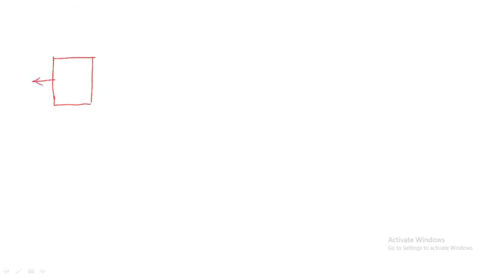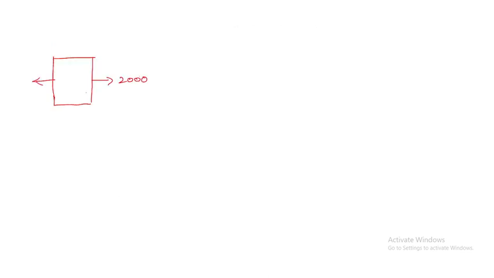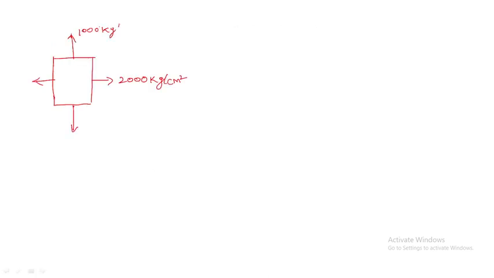So actually there are two different stresses. 2000 kg per centimeter square, if two mutually perpendicular tensile stresses, they are going away, so these are the tensile stress. Now what is the compressive stress? They have given 100, sorry, 100 or 1000? Okay, let me check the problem. Yes, 1000 kg per centimeter square, it is a compression one. So this is a measure you have to remember.